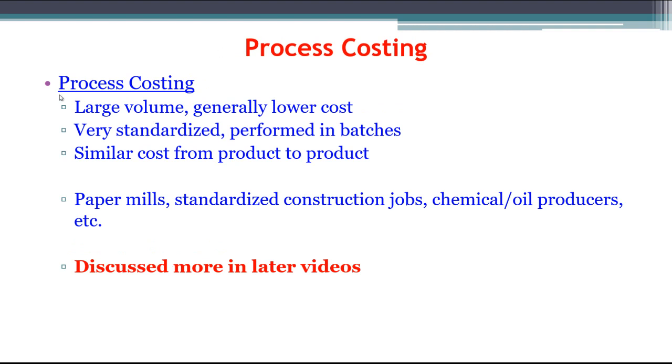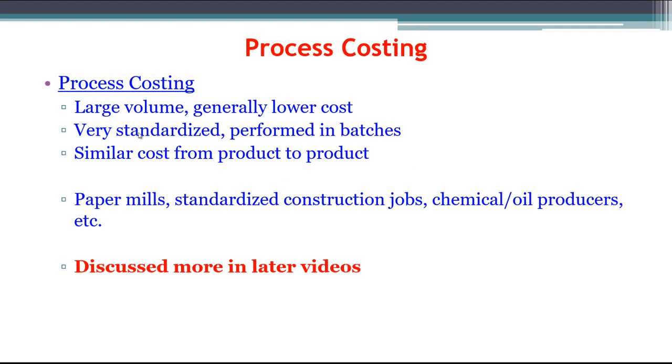Process costing, just to give a little bit of description of it, we have that in later videos that we'll talk about. But generally, with process costing, we're talking larger volumes, generally lower cost per unit, and they tend to be not customized, not unique. They're very standardized, and they're performed in batches, generally through departments. So the point here is there's no expectation that the cost for product A be different than the cost for product B. What I mean by that is each unit that comes through, there's no reason to believe one unit is going to cost more than the other.